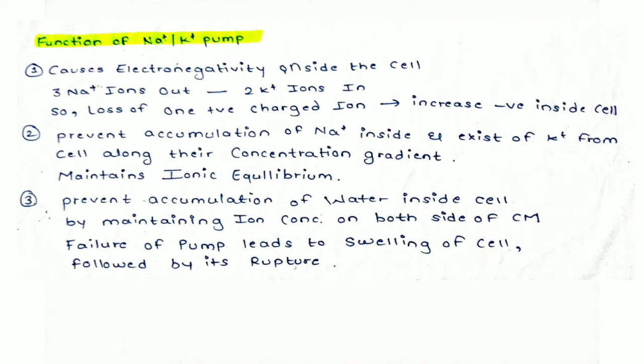The second, it prevents the accumulation of sodium ion inside. An exit of potassium from the cell along their concentration gradient will maintain an ionic equilibrium. Third, it prevents accumulation of water inside the cell by maintaining the ionic concentration on both sides of the cell membrane. And if it fails to do so, it will lead to swelling of the cell followed by its rupture.